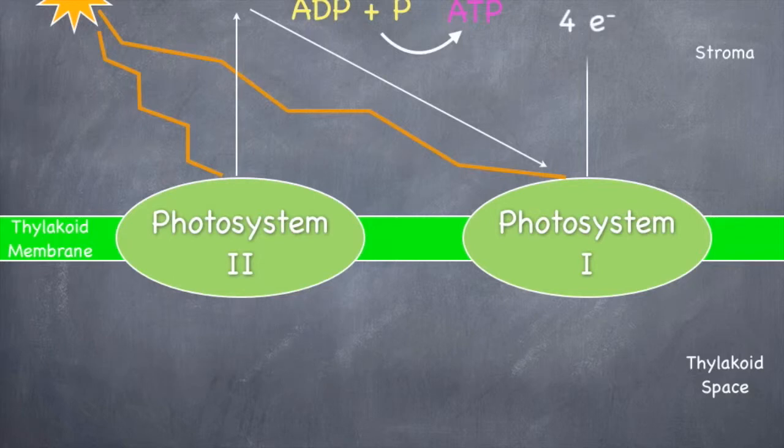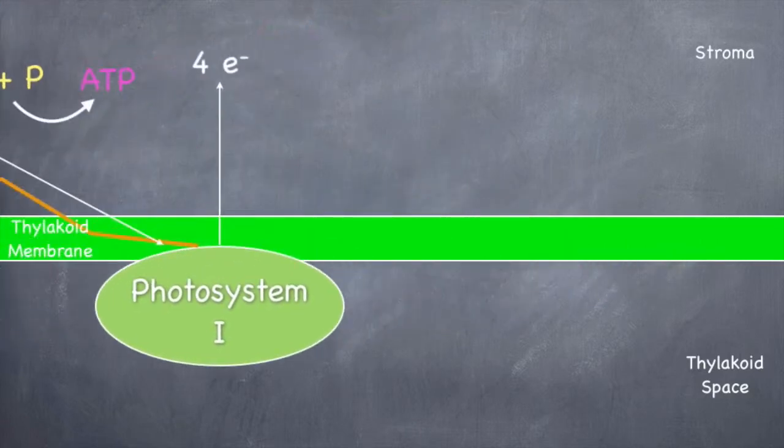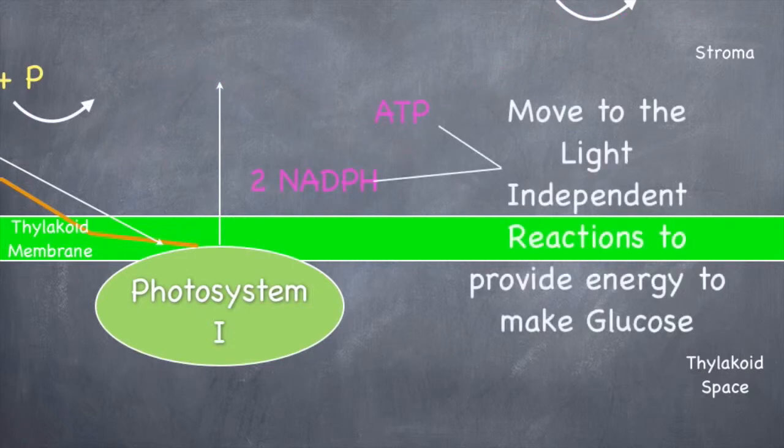The high density of hydrogen ions in the thylakoid space causes them to go through the ATP synthase and produce ATP. The electrons from photosystem 1 combine with NADP+ to form NADPH. ATP and NADPH continue on to the light-independent reactions.